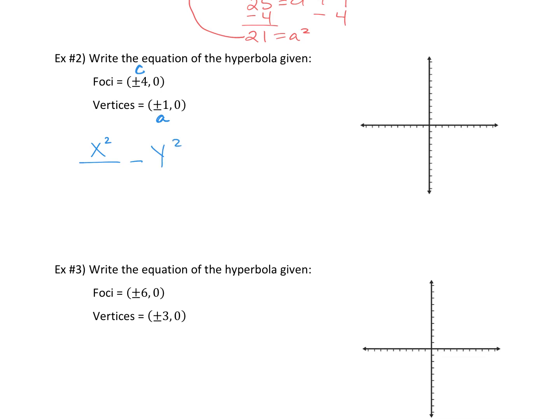So it's going to look like this. Okay. What goes here? That would be 1. It's your A value squared. 1 squared is 1. We need B squared here, but we don't know it. So we're going to do C squared equals A squared plus B squared. So that's going to be 16, 4 squared equals 1 squared, which is 1, plus B squared.